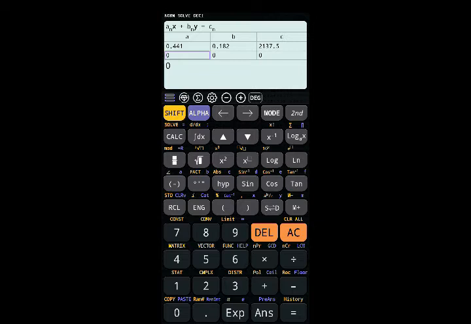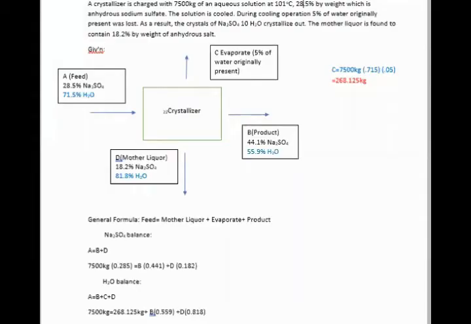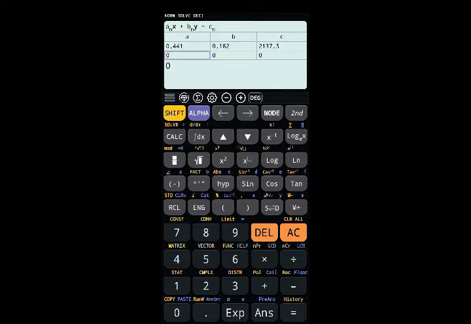For this one, since we have a constant here, what we need to do is transfer it to the other side of the equation and subtract it from 7,500 times 0.715. The value for B is 0.559. What you also need to remember is that when you place the values in your calculator, you need to remember which missing variable you place first. If it's B here, you're going to also place B on the second equation first.